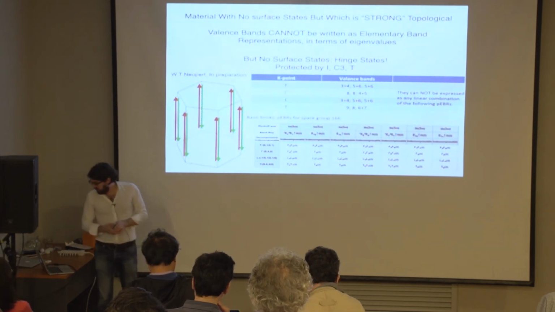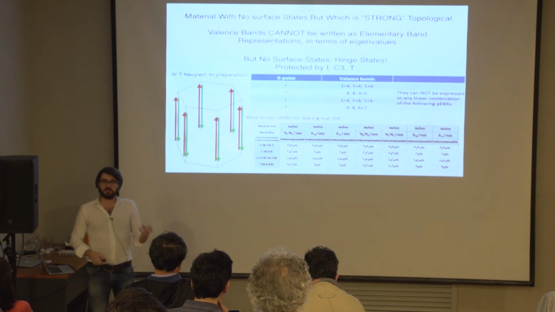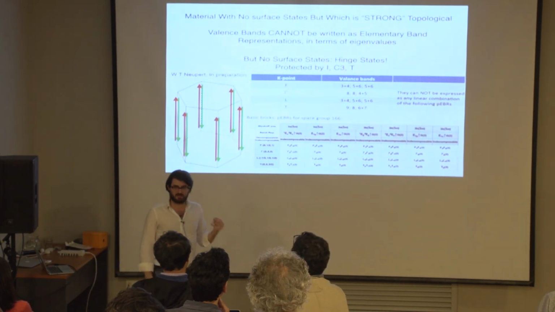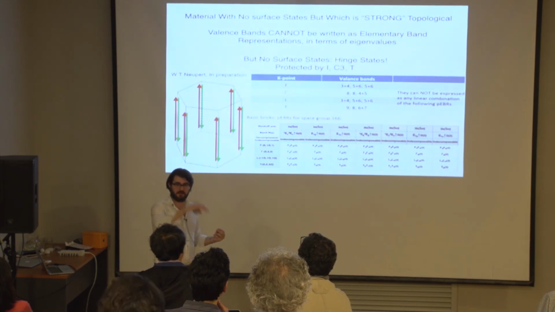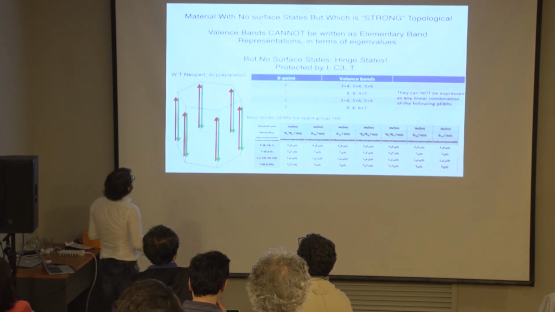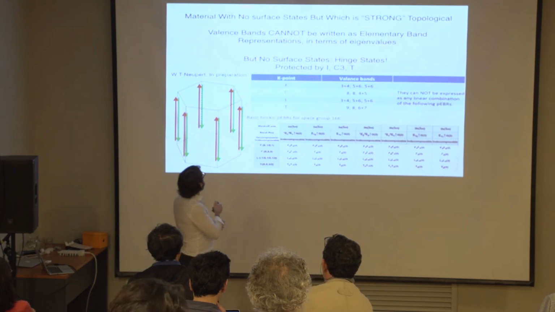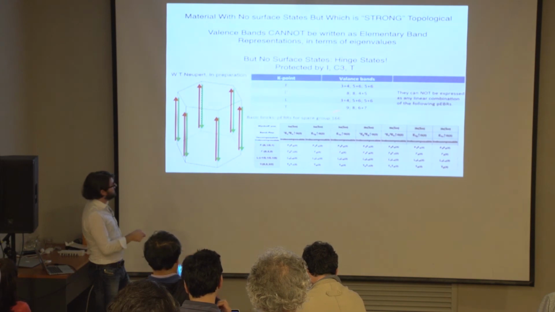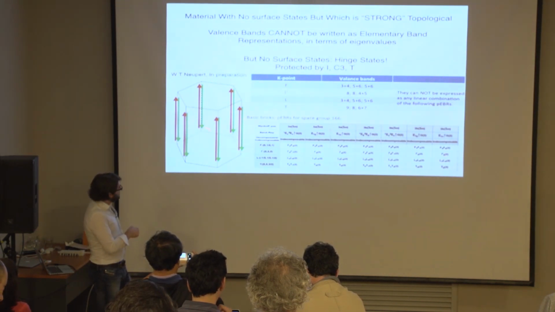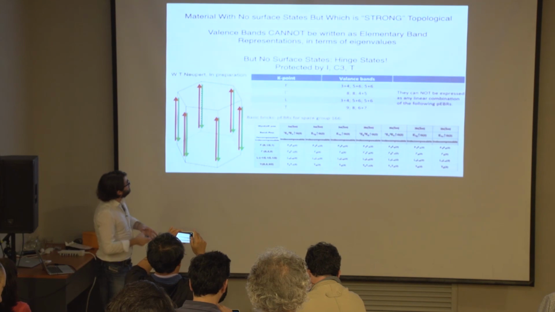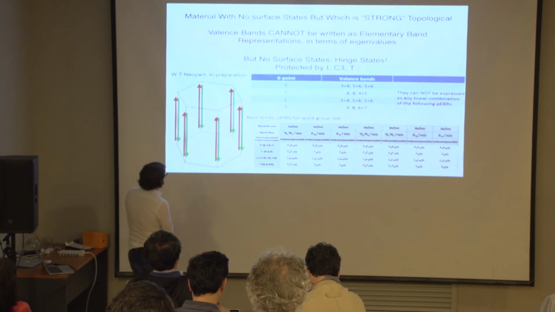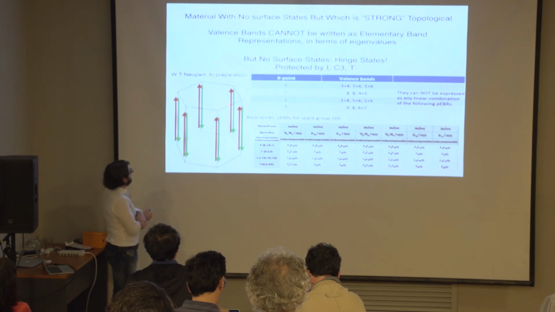Okay, so this is with a material with no surface states, but a strong topological index. What I mean by a strong topological index is that it's got spectral flow between the valence band and the conduction band. And here's how you find it. It's in this symmetry group, 166, and it's actually protected by inversion, C3, and time reversal.